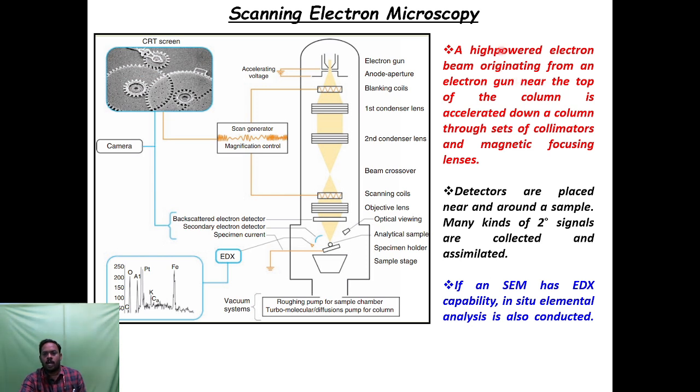So overall, a high power electron beam originating from an electron gun near the top of the column is accelerated down a column through the sets of collimators and magnetic focusing lenses, and the detectors are placed near the sample surface. Many kinds of secondary signals are collected and processed. If an SEM has EDX capability, we can do the in situ measurement of elemental analysis, and we will get the percentage composition also.